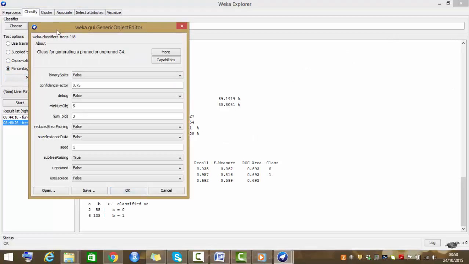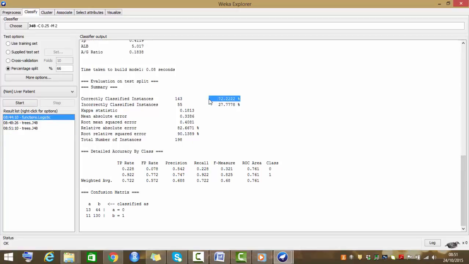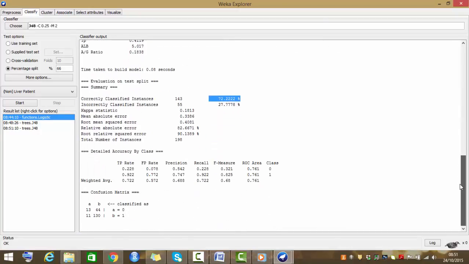So let us change the parameters. Keep the confidence factor as 0.25 and minimum objects to 2. Save. See, the accuracy went up to 71%. For the logistic regression it is 72%. So more or less, both of the models are predicting about the same, with minute differences.